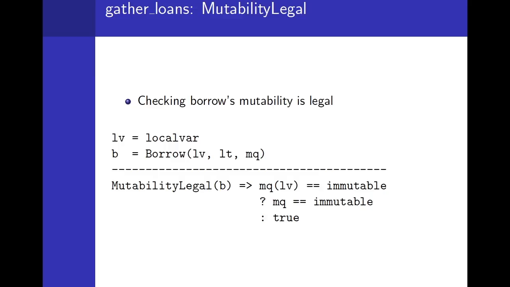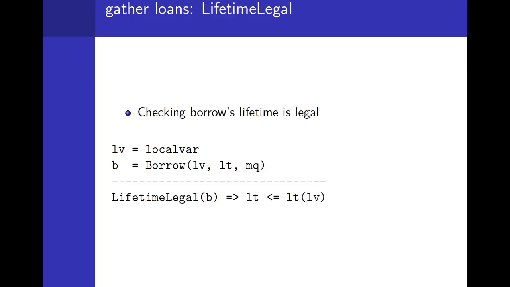Also note that this and the following inference rules apply only to local variables. Non-local variables have more complex rules. A borrow's lifetime is legal if and only if its lifetime is less than or equal to the lifetime of the borrowed location value. This rule prevents dangling pointer situations. A reference cannot outlive the memory it refers to.